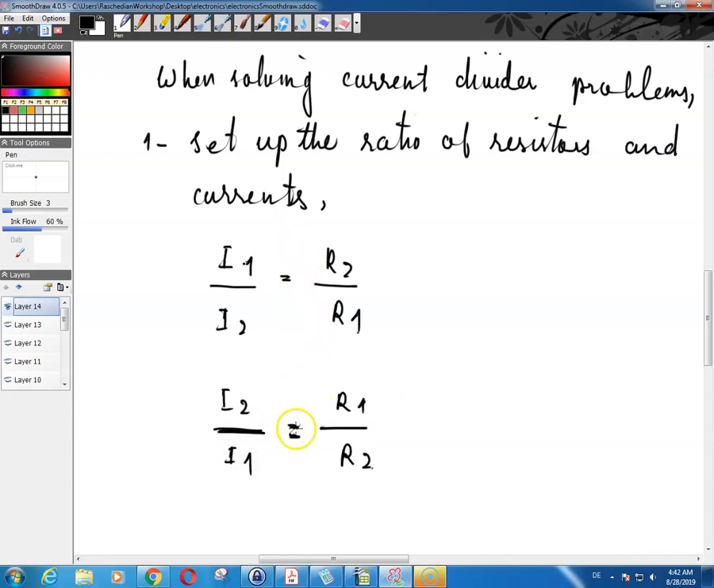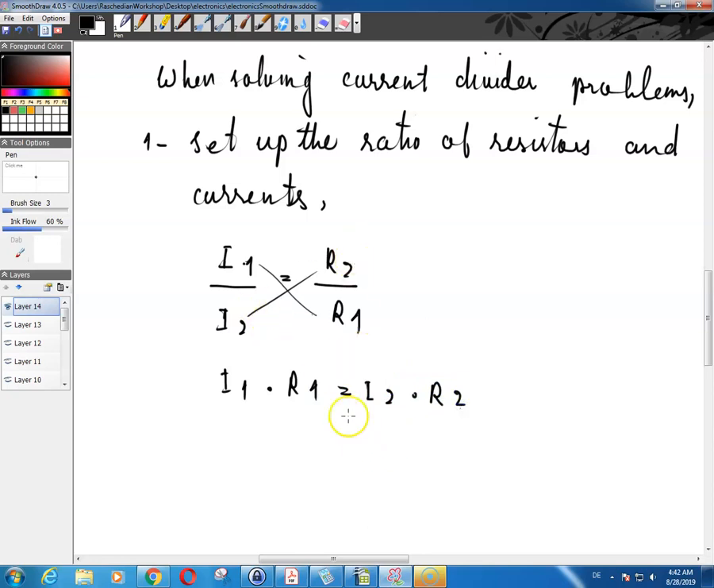Anyway, either way, that's basically the same thing. Now, once you set up the ratios of the currents and the resistors, you can rearrange the ratio to give you either I1 or I2 in terms of the other three variables. For example, you can cross multiply here, and you can write this as I1 times R1 is equal to I2 times, for example, R2.